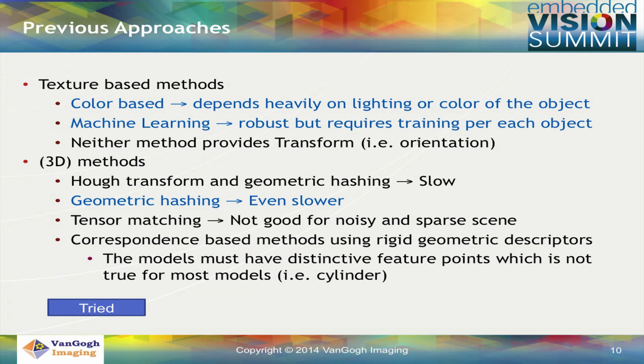Another big problem is if you want to look for multiple objects in a scene. Let's say you want to find 2 objects, generally it takes twice as long to find 2 objects versus a single object.